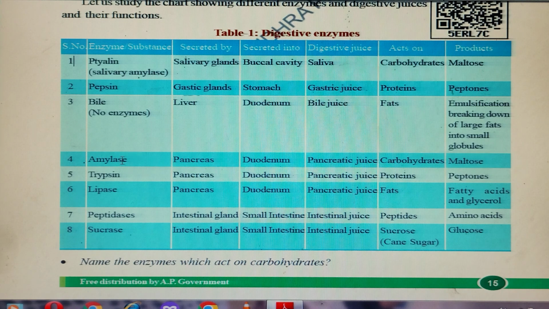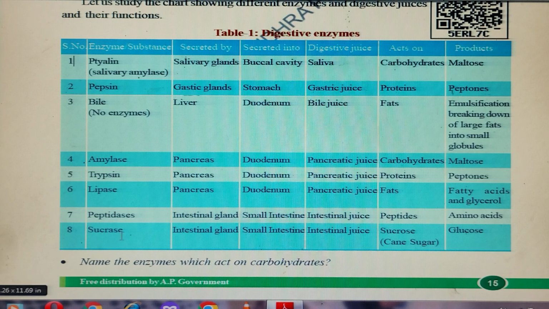In this, amylase acts on carbohydrates, trypsin acts on proteins, and lipase acts on fats. And here carbohydrates are converted into maltose, proteins are converted into peptones, and fats are converted into fatty acids and glycerol. Next one is peptidases.